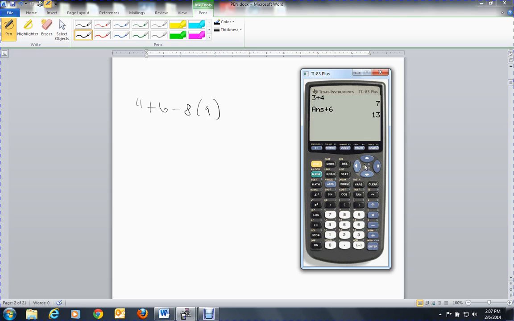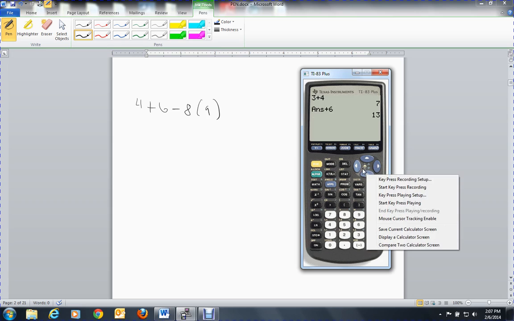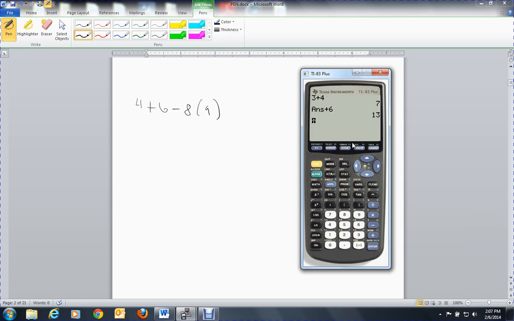What that means is if you hit the second key and then hold down the up arrow, it's going to make your screen darker. If you hit the second and hold down the down arrow key, it's going to make it lighter. And so, it's not going to do it on this calculator, but it will on yours. So that's something that you may want to play around with. And if you have any questions, be sure to ask your instructor or look at your manual.